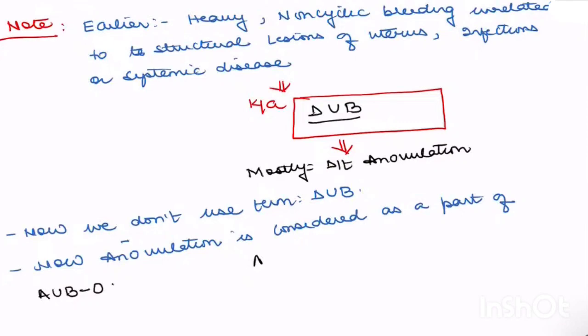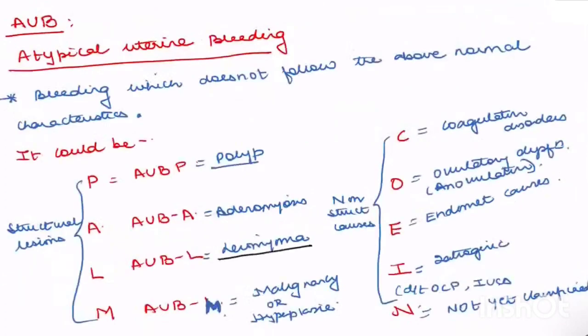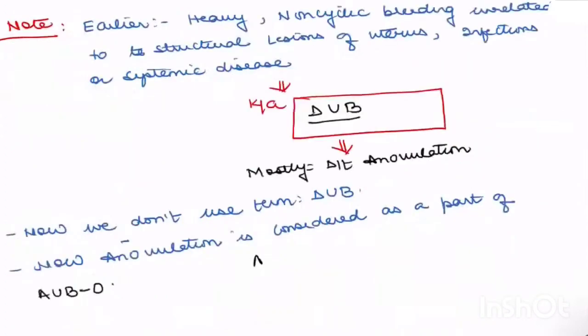अरे बाबा, शशि, लियोमायोमा क्या है? Leiomyoma is the other name for fibroid. So yes, fibroid is covered in the list. So nowadays we don't use the term DUB. Instead of DUB, now we are using AUBO. तो इसीलिए हम केवल AUB पढ़ाते हैं अब there is nothing like DUB.